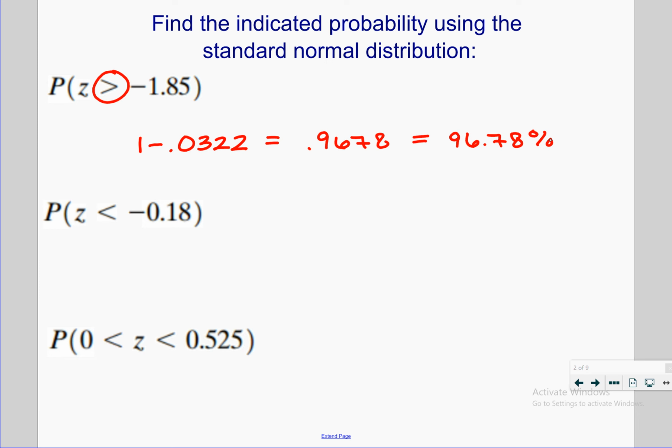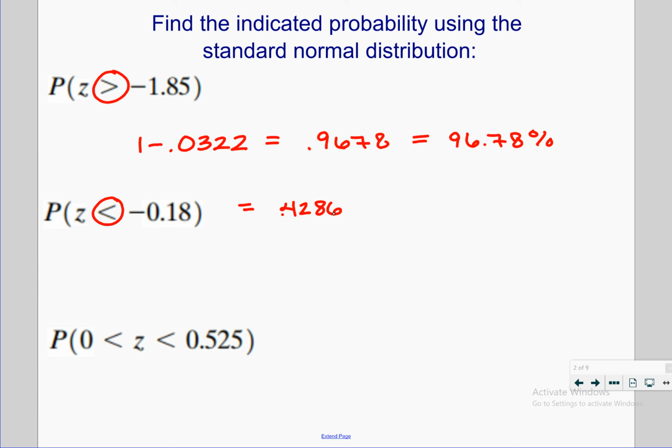Okay, find the probability that z is less than negative 0.18. Okay, so now because we have less than, we just use the number directly off of our chart, and that's it. So negative 0.1, and then I'm going to go over to 8. I get 0.4286, and that's it. 0.4286.